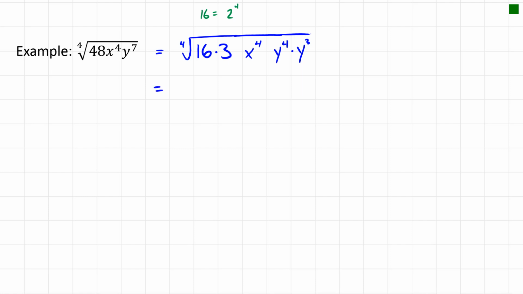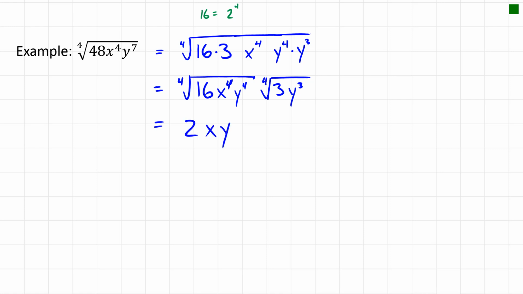So that's how I'll split apart y to the 7. So now grouping my perfect fourths, that would be 16 and x to the 4 and y to the 4. And leaving me with the fourth root of 3y cubed. And now this would be 2xy, taking the fourth root of each of those items, and the fourth root of 3y cubed.